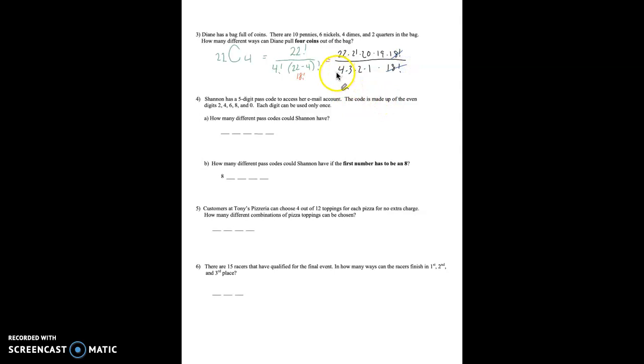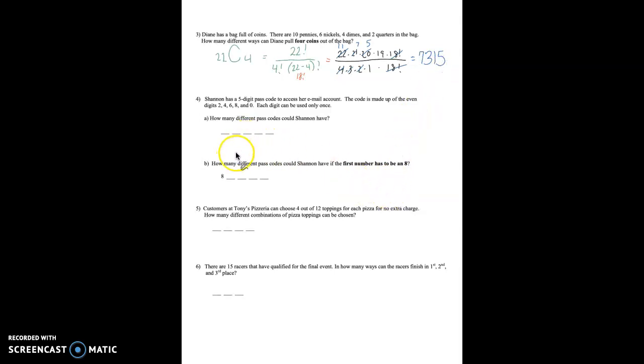So we'll simplify our 18s. I'm going to say, hey, 4 goes into 20 5 times. 3 goes into 21, 7 times. 2 goes into 22, 11 times. So then I just have to multiply 11 times 7 times 5 times 19. And we will get 7,315 ways to pull 4 coins out of a bag of 22 coins.